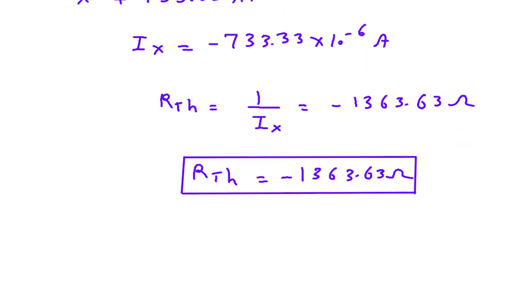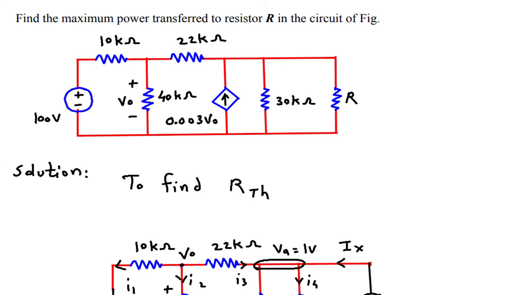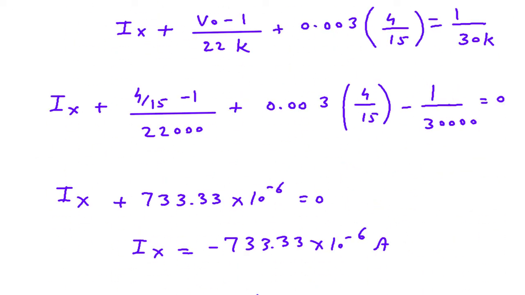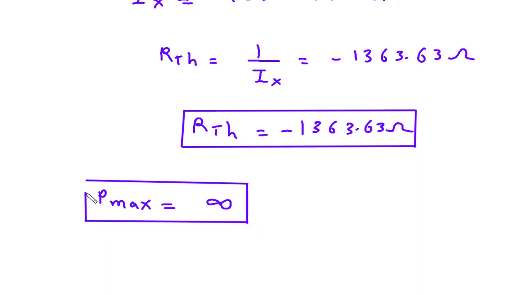Next we have to find VTH. We have to find the maximum power transferred to resistor R. Since the RTH is negative, therefore directly we can say Pmax is equal to infinite. So this is our final answer.